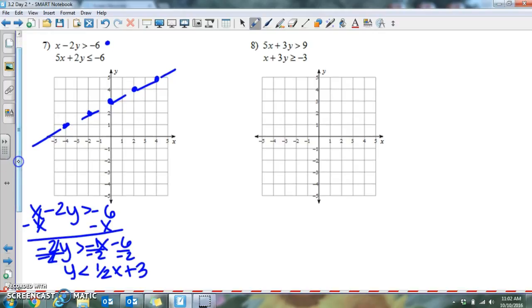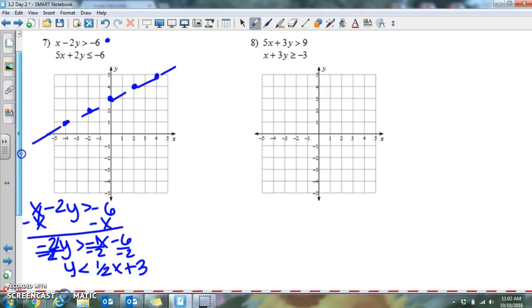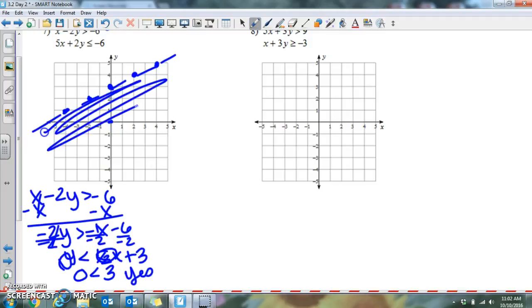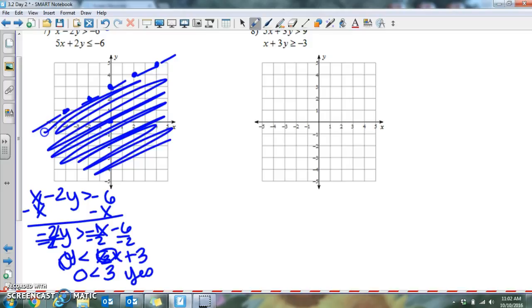Okay, so now you need to find a test point. You still going? It's a lot of work here. You could plug it into the original, or you could plug it into your new slope-intercept form. I'll just do it in slope-intercept form. That means I'm going to put 0 in for y, 0 in for x, and I'm going to get 0 is less than 3. So is 0 less than 3? Yes. So I am going to shade the side that has 0, 0. So I'm going to shade this side.